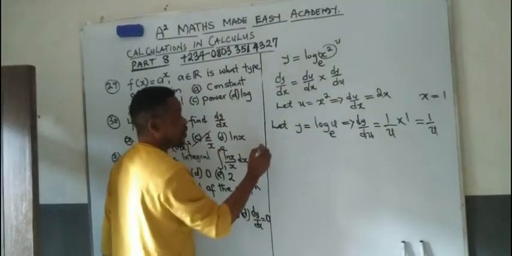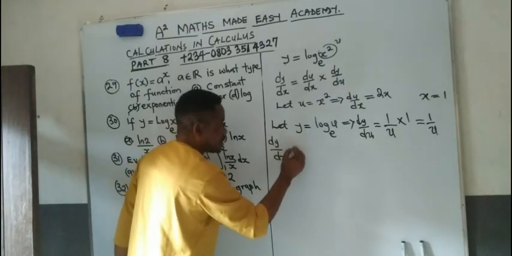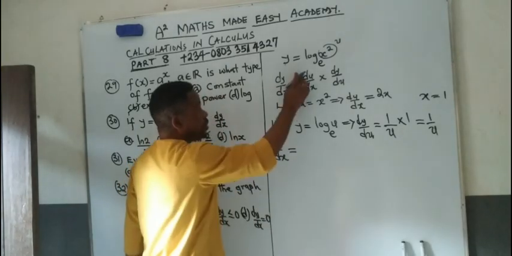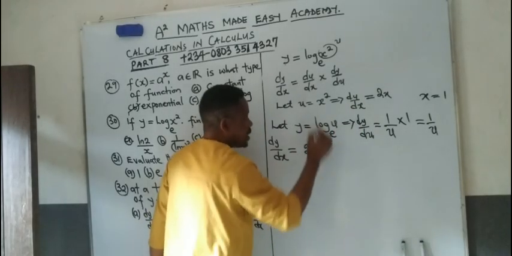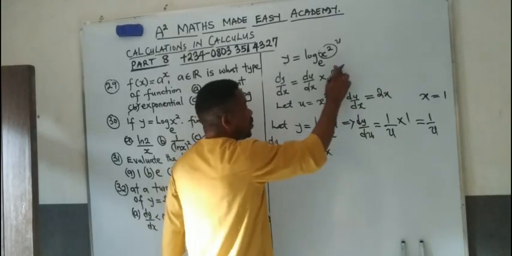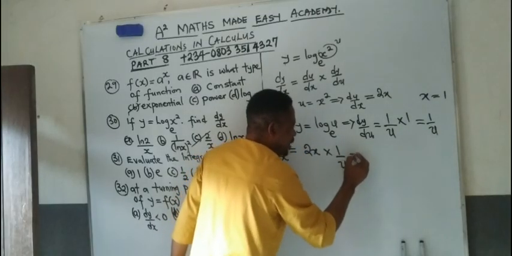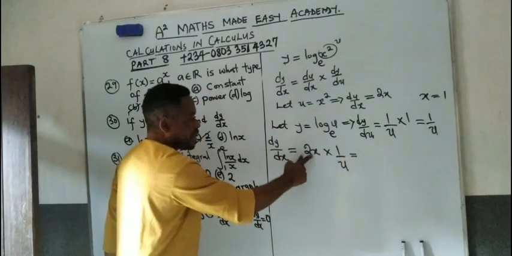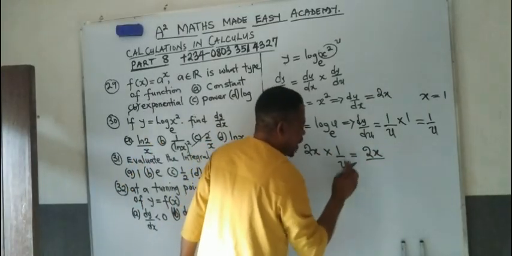Can we go to the formula now and substitute? I will now say dy over dx is equal to du/dx times dy/du. What is du/dx? It will give me 2x. Then I will multiply. Then what is dy/du? Look at it here. It is 1 over u. At the end, I will multiply, 2x times 1 will give me 2x divided by u.